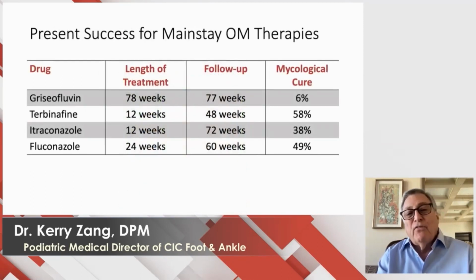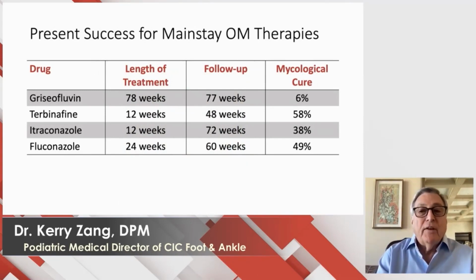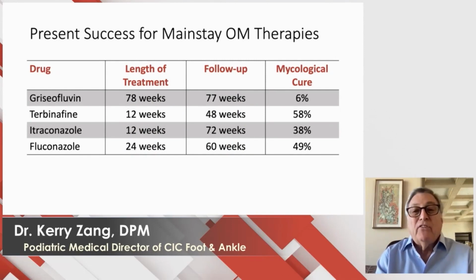Mainstay therapies: griseofulvin has been around for probably close to half a century. It is very ineffective. At best, it's a 6% mycologic cure, and that's with 78 weeks of therapy and 77 weeks of follow-up. Terbinafine, 12 weeks, has the best success rate, and at 48 weeks, it's only 58%. Itraconazole, 12 weeks, and 72-week follow-up is 38%. And fluconazole is half a year and follow-up at 60 weeks at only 49%.